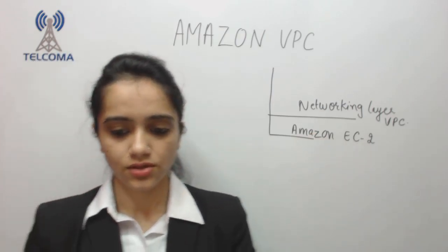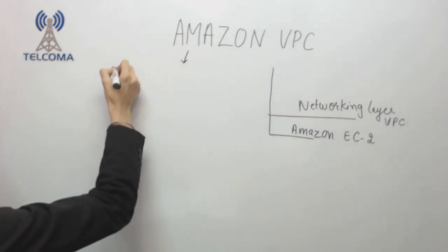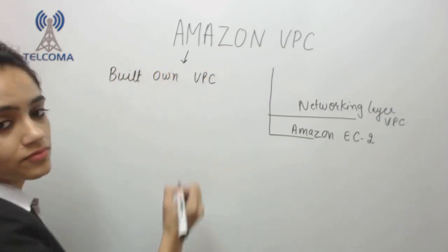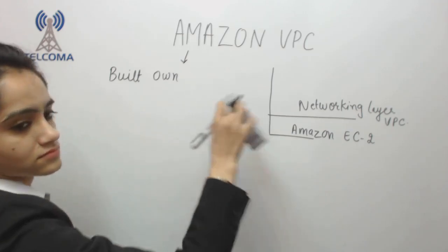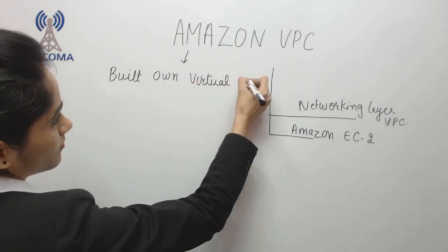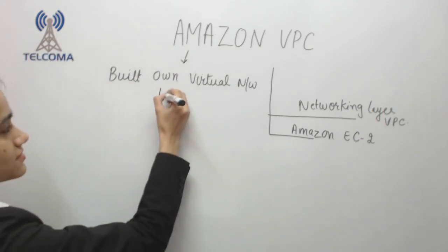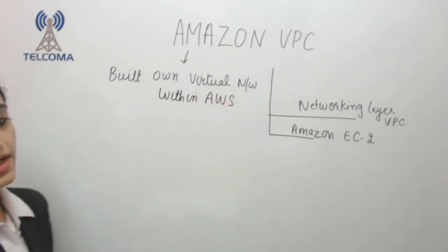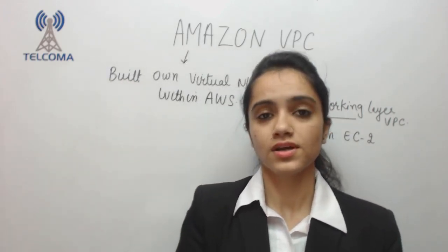Now this allows us to build our own virtual network within Amazon Web Services. Because of this, we can build our own virtual private cloud or virtual network within AWS. Now, it controls various aspects of Amazon VPC.